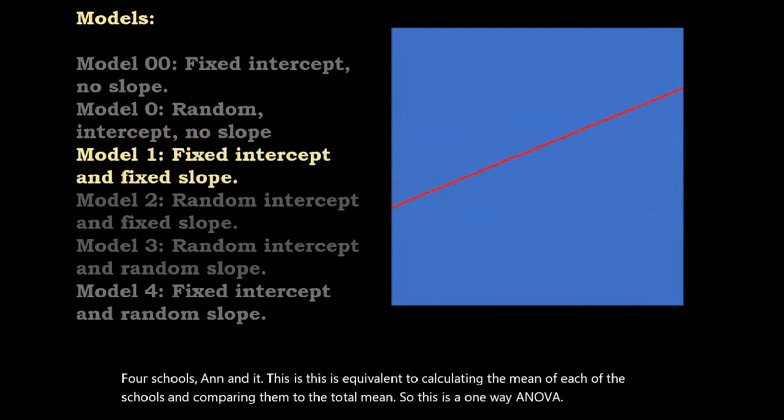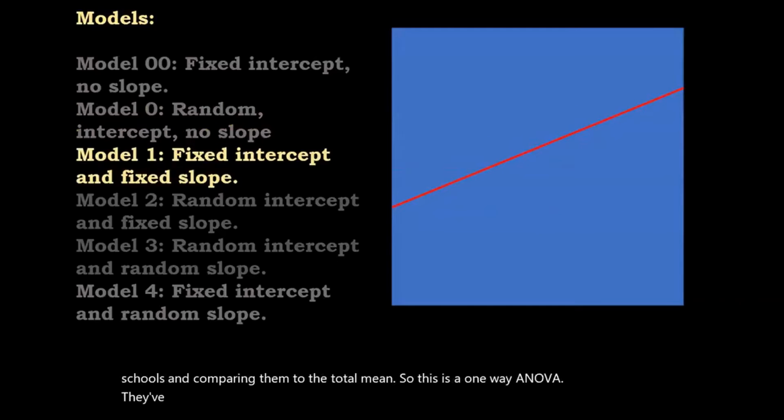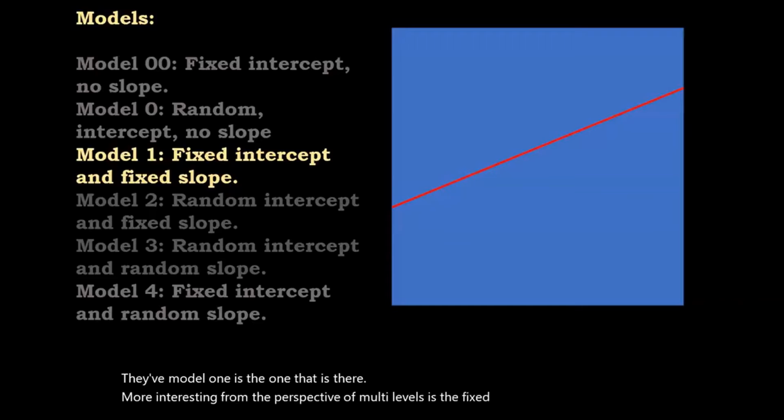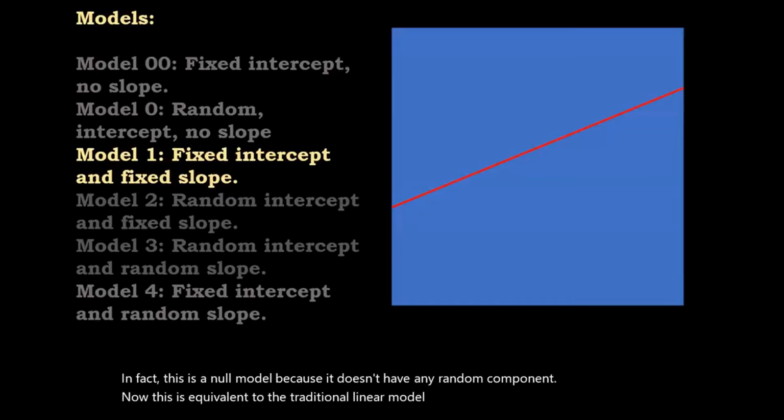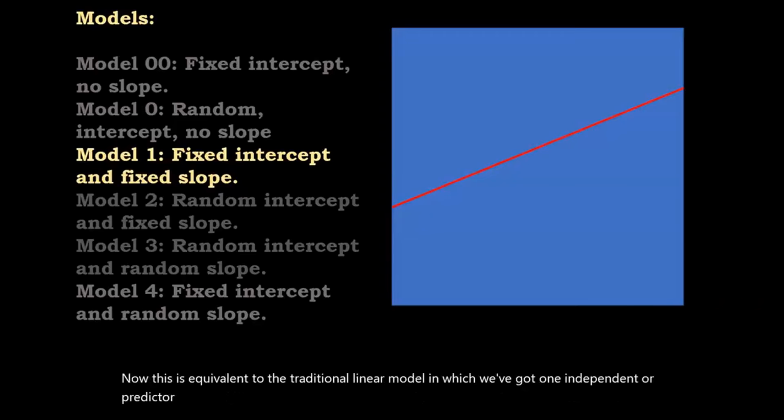Model 1 is the one that is more interesting from the perspective of multi-levels: the fixed intercept and fixed slope. In fact, this is a null model because it doesn't have any random component. Now, this is equivalent to the traditional linear model, in which we've got one independent or predictor variable and we calculate its slope, and we've got the intercept.